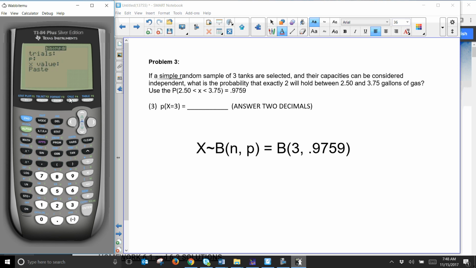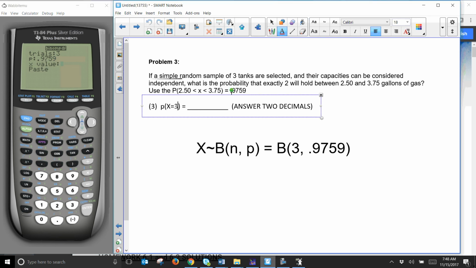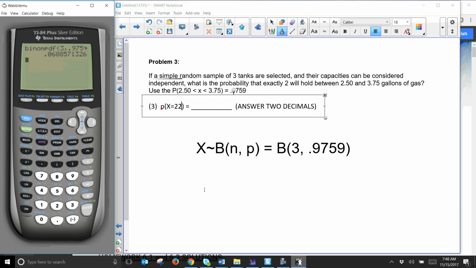The number of trials is going to be 3. The probability of success is going to be 0.9759. And the x value we're looking for is 2. We'll go ahead and paste that in, and we get a probability of, to 2 decimals, 0.07.